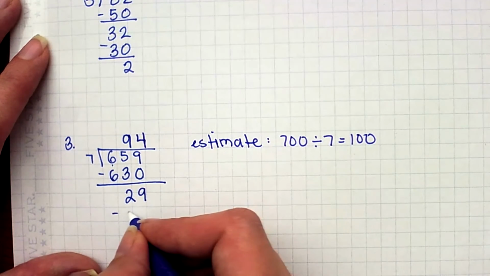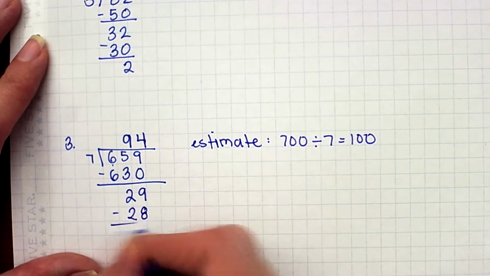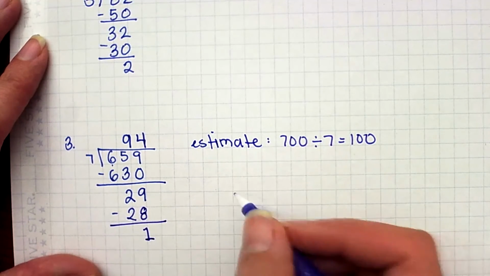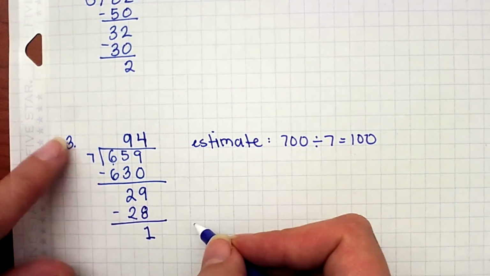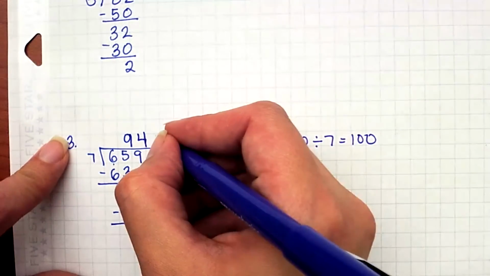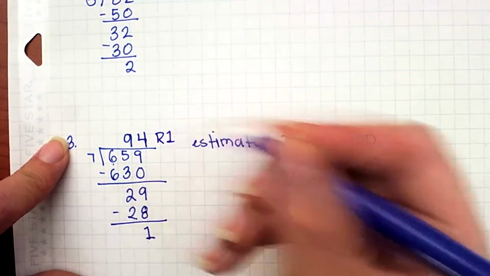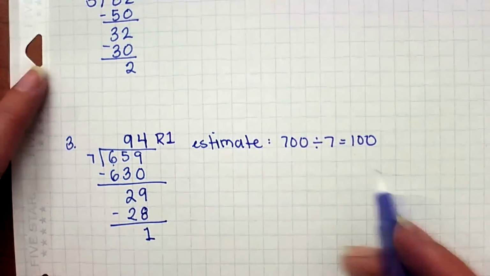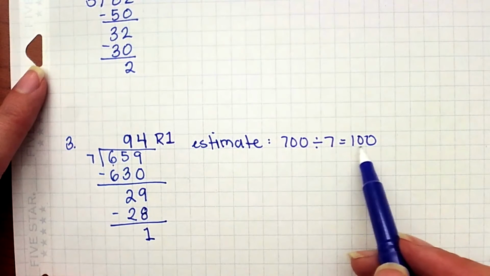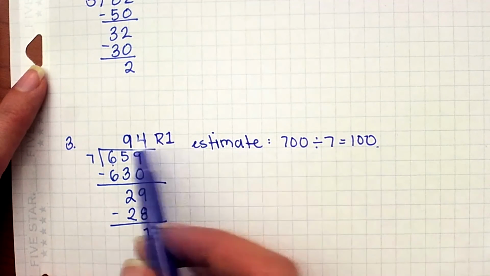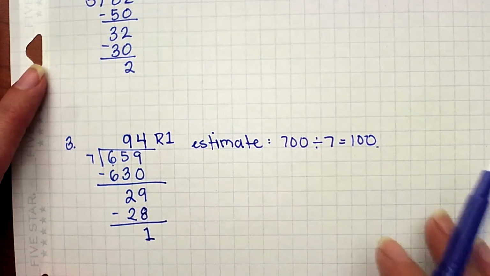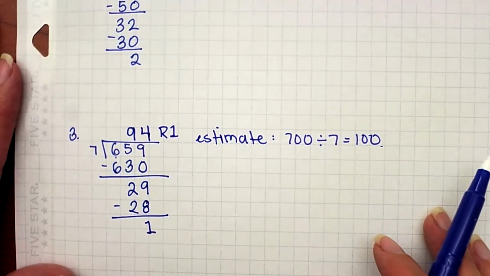So 7 times 4 we said is 28. I'm going to subtract the 28 and I have 1 left over. Now I can't share 1 equally between 7 groups. So my remainder here is going to be 1. And my answer was correct because I knew that my answer was going to be close to 100 but less than it. And my actual answer ended up being 94 with a remainder of 1.